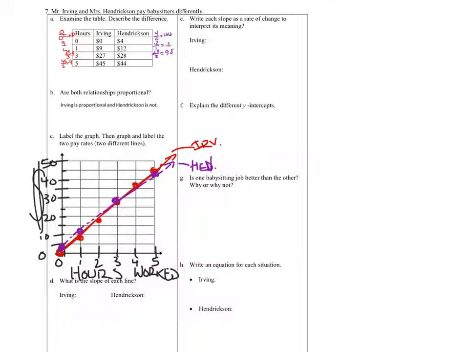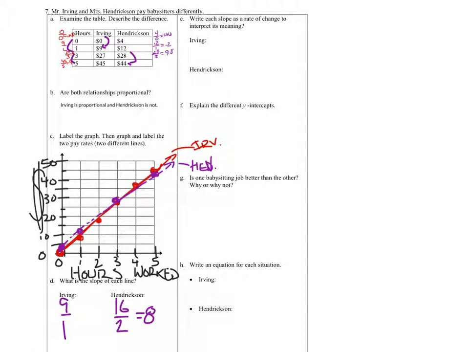That's very good. All right, what is the slope of each line? Irving. Very good. Irving is 9. If we use the table, this is plus 9, and then plus 1 over there. Hendrickson, let's use these last 2 points. 28 to 44 is plus 16 over plus 2, which would come down to 8. So it looks like Irving is paying $9 per hour, while Hendrickson is paying $8 for every hour.